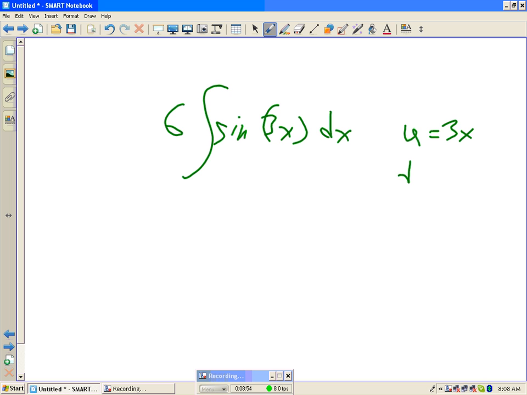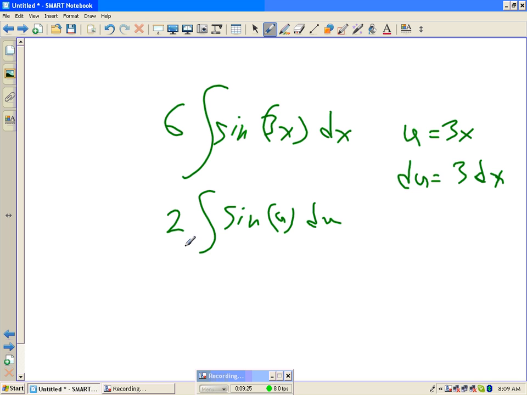So what's du then? That's du dx. I want du. 3dx. Why? Because what I'm trying to do is get something to substitute dx with. Right? I'm substituting 3x with what? With u. And I'm substituting dx with what? du over 3. So it's 2, the integral of sine u du. I replaced dx with du over 3. Right? 6 divided by 3.